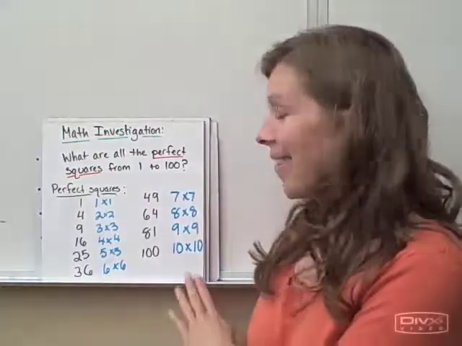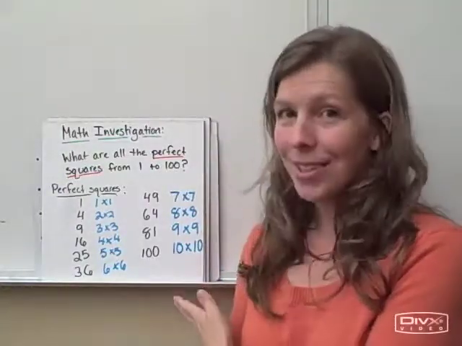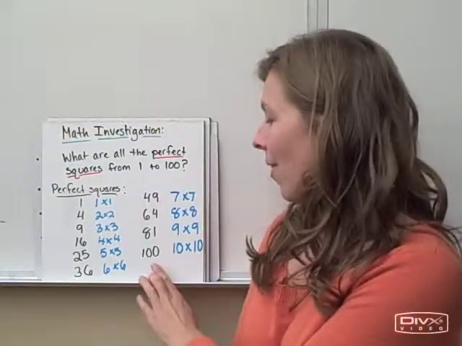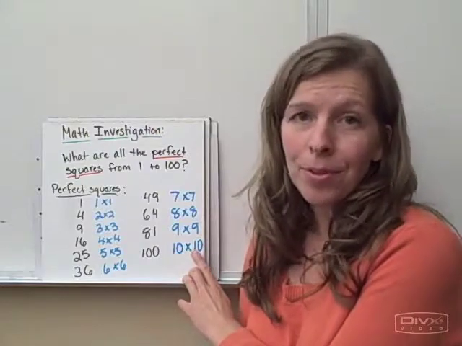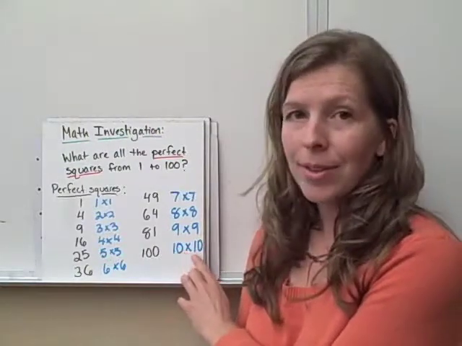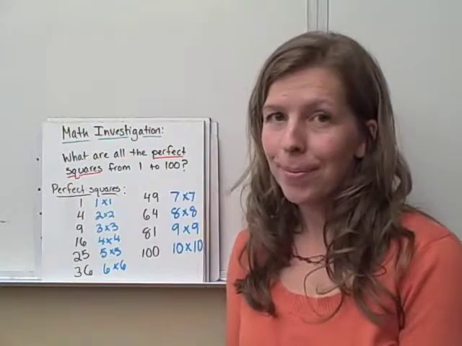Okay, by now you should have gotten all of them. Does your list look like my list? We have all the perfect squares written in black, and we have our rationale for it, our proof, because whole numbers times themselves equal that number.